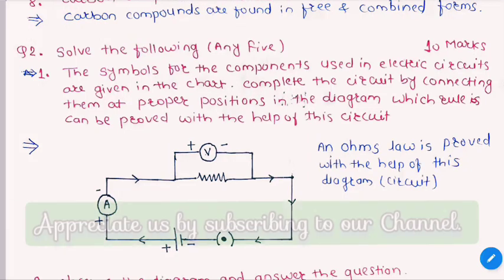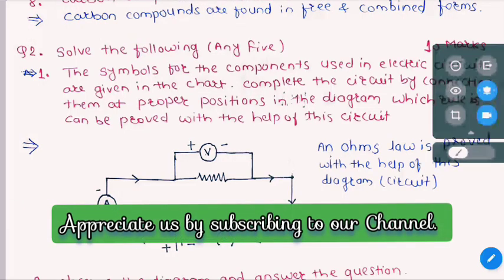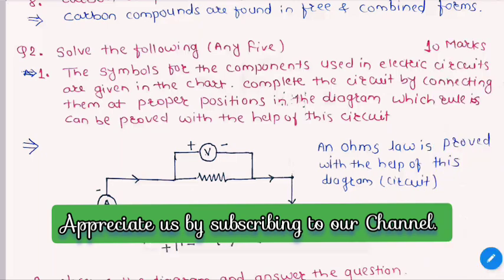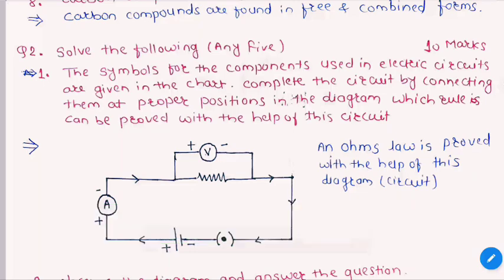Solve the following. Here also 8 questions are given. You have to answer any 5 of them. I solved all here. The first question is that one diagram is given and some symbols are given. You have to connect all these components in a circuit diagram. The symbols for the components used in an electric circuit are given in the chart. Complete the circuit by connecting them at proper positions.